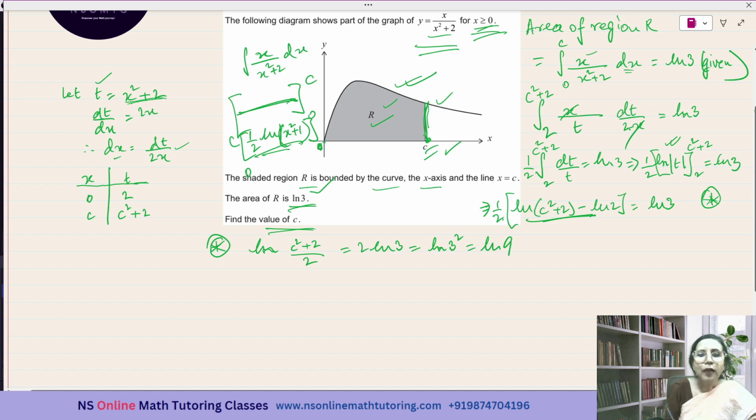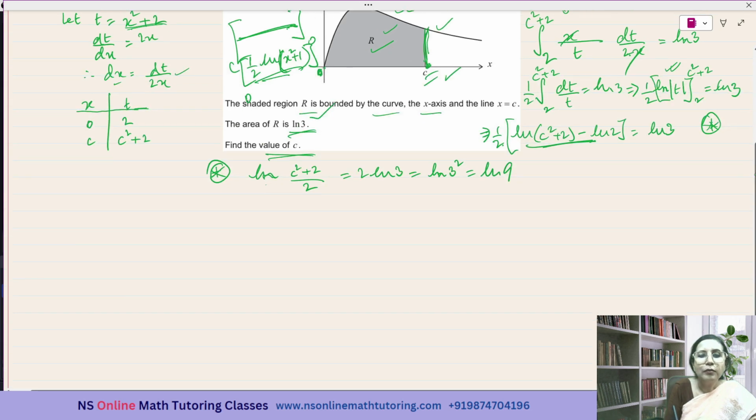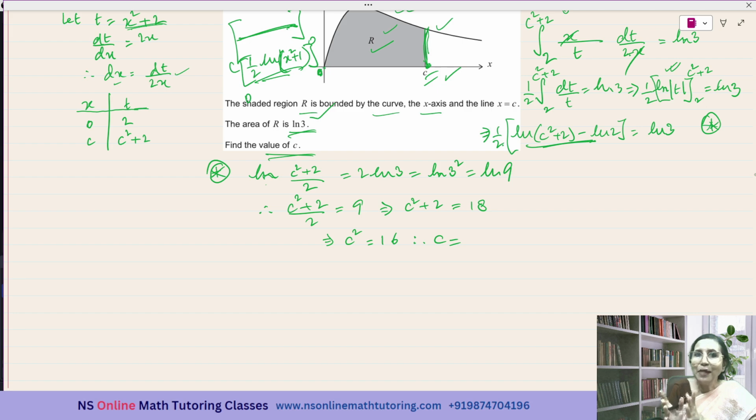Okay. Now, ln of (c square plus 2) over 2 is equal to ln of 9. So, therefore, (c square plus 2) over 2 is equal to 9. Implies c square plus 2 is equal to 9 times 2, which is 18. Or c square is equal to 18 minus 2, which is 16. Therefore, c is equal to square root of 16, which should be plus minus 4. It is not only plus 4, it is plus minus 4.